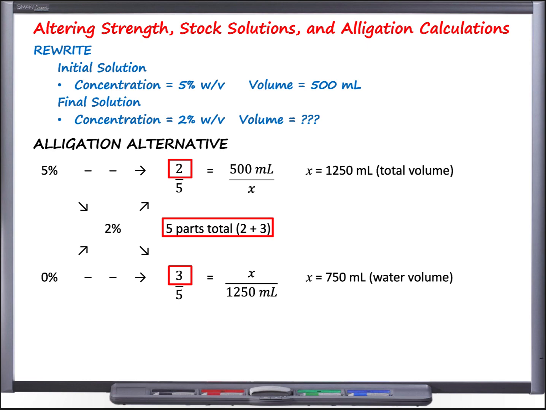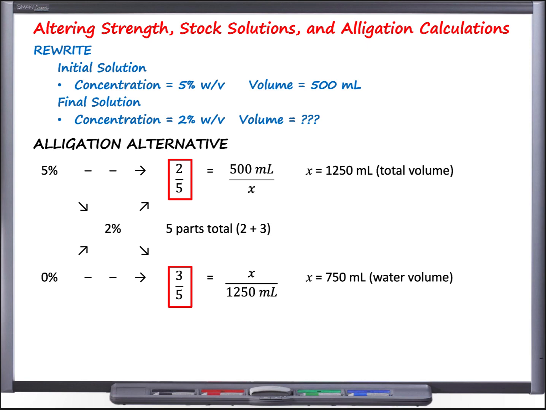And now I'll bring up the units. Our 2s and our 3s and now our 5s represent parts. The 2 and the 3 represent the individual parts. The 2 represents the number of parts of the 5%, whereas the 3 on the bottom represents the number of parts of the water, or the 0%. But we now know the total number of parts, which is 5, because our next step is to write a line underneath those and put the total number below it.